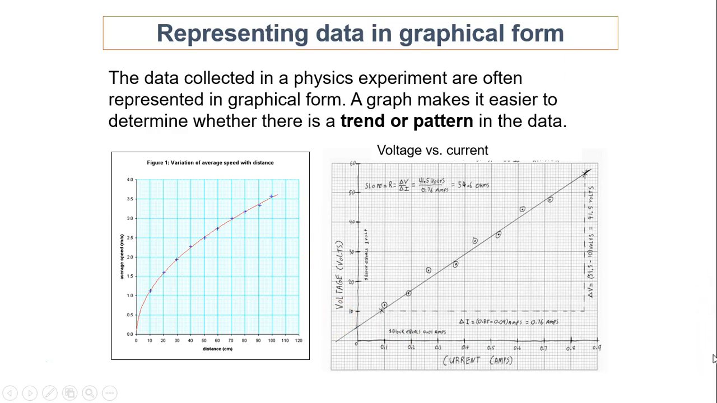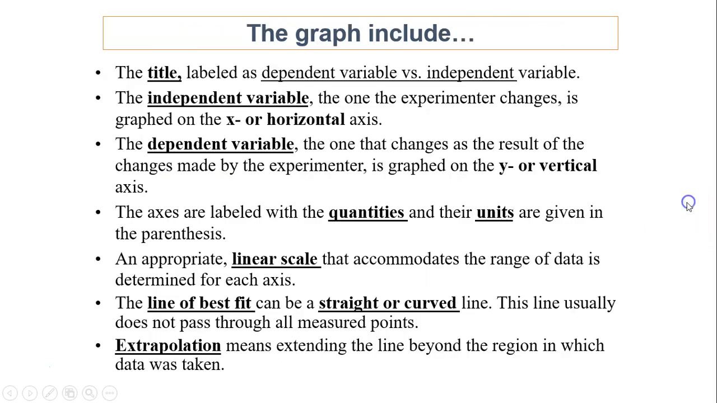Now, when we collect data, most often we have to graph the data to see the relationship between the variables. The data collected in a physics experiment are often represented in graphical form. The graph makes it easier to determine whether there is a trend or pattern. So when you do the graphs, you look for a trend or pattern.